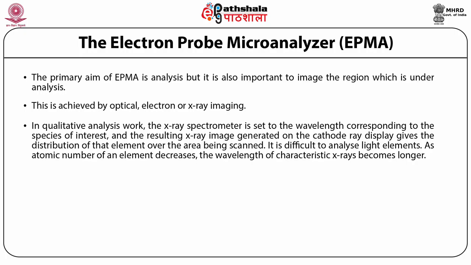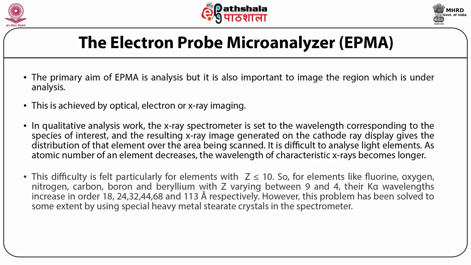It is difficult to analyze light elements. As the atomic number of an element decreases, the wavelength of characteristic X-rays becomes longer. This difficulty is felt particularly for elements with Z less than or equal to 10.